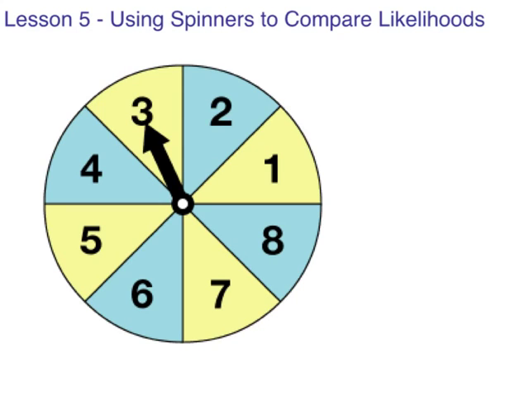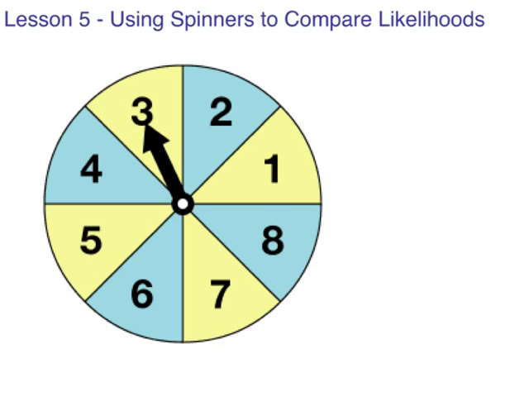Welcome to Lesson 5, using spinners to compare likelihoods. Here we have a spinner, and in real life the way a spinner works is we have a pointer here, and you flick the pointer so it spins around and it stops in a random spot. In this example, it has stopped on the number 3.